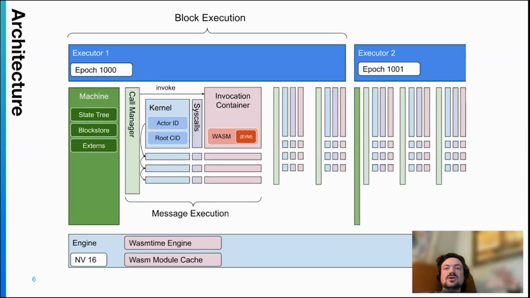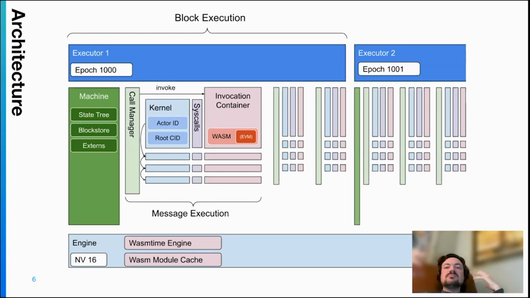We don't have to go through this in detail, but basically we have this block execution that is for executing a single epoch. When we execute a single epoch, we create a quote-unquote executor. This executor applies messages on top of a machine. The machine represents the current state of the FVM. Whenever we execute a single message, we create a call manager to manage the call stack of that one message.